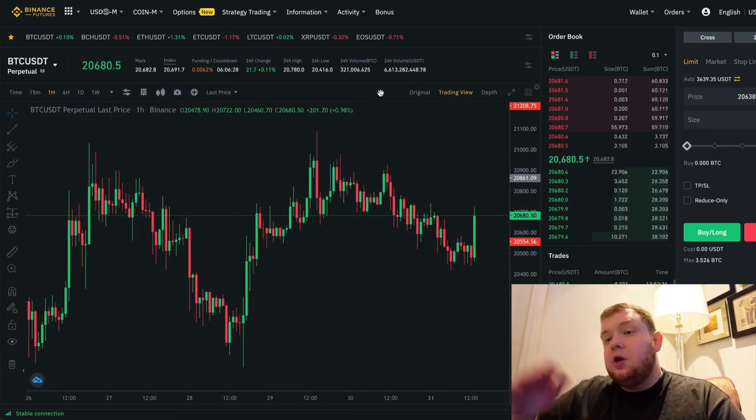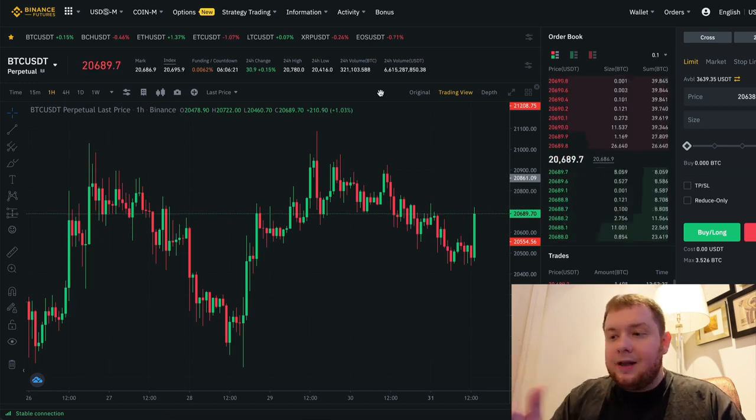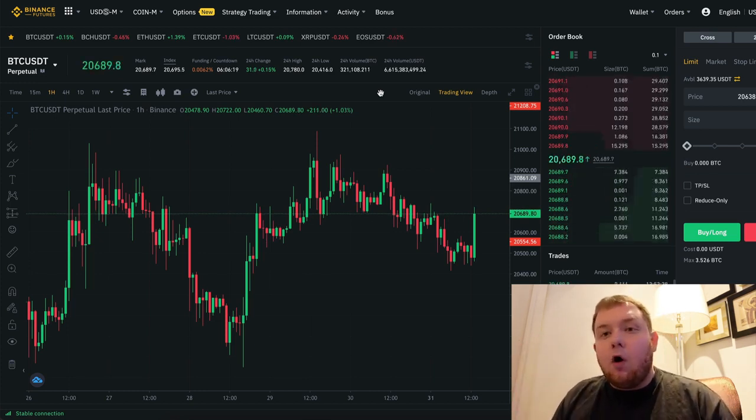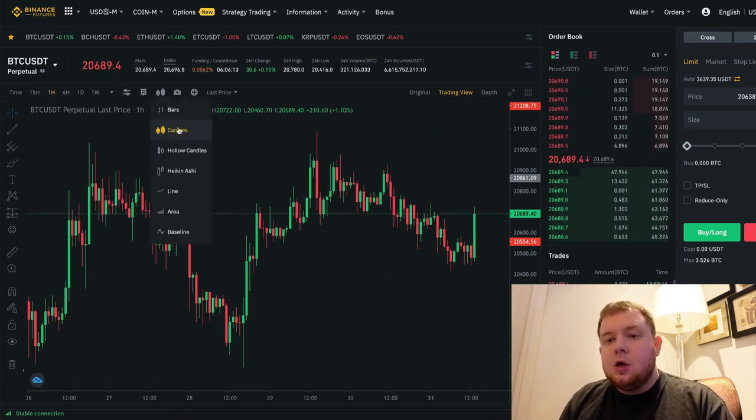Now you can use Trading View on a separate tab. That is perfectly fine as well, but for the purpose of this Binance futures video, I'm going to be using the built-in Trading View integration which they have on their website. So there's a couple things we need to do. First of all, we need to change the candles to Heikin-Ashi. So we just come over to this section here and click Heikin-Ashi.